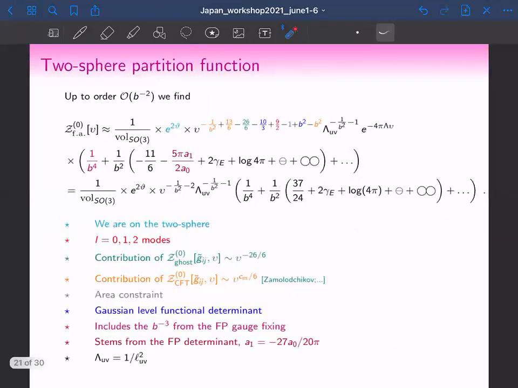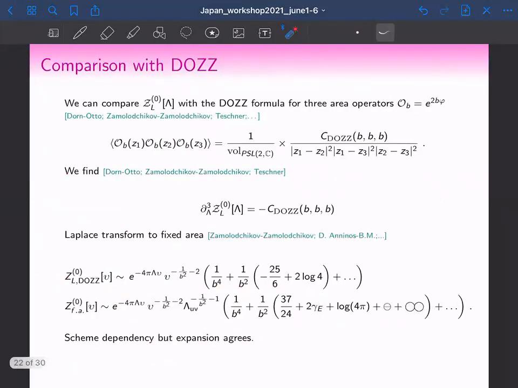I've been keeping lambda UV explicitly because it's on my next slide. You're also going to see why it's very important that we kept lambda UV explicitly. Lambda UV has been dropped a lot in the literature, and for us it was really important to keep it because there's an important comparison to make with the DOZZ formula. Because Liouville theory is a CFT, the structure constants for the 3-point function are known from beautiful work by Dorn, Otto, Zamolodchikov, Zamolodchikov and Teschner, and many other brilliant people. It turns out that this 3-point function can be written in the following form, and these coefficients are the DOZZ coefficients.